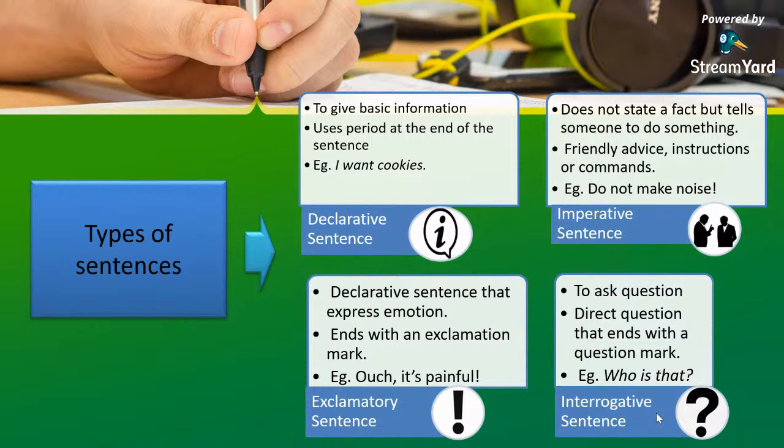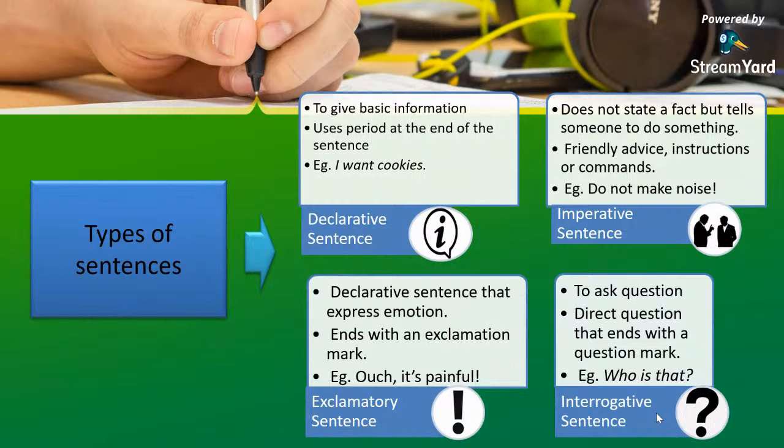As you can see there, we use it to give basic information. And we use a period at the end of the sentence. Period means full stop. For example, I want cookies. I love chocolate. I am going to my grandmother's house. So, whatever kind of sentence that gives information to others is called a declarative sentence. Is that clear? All right.